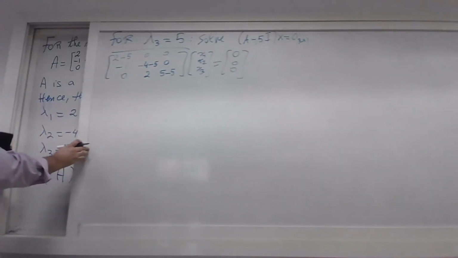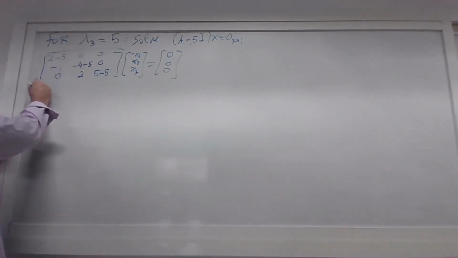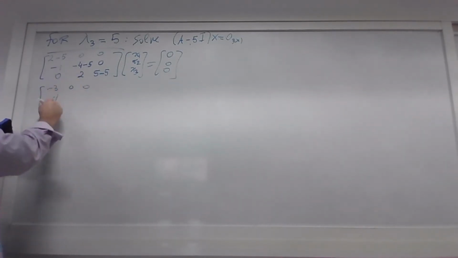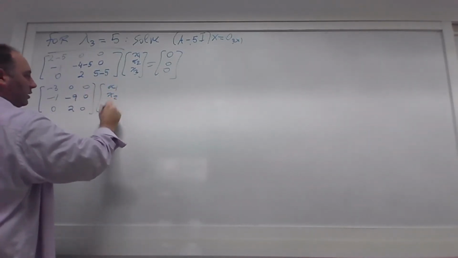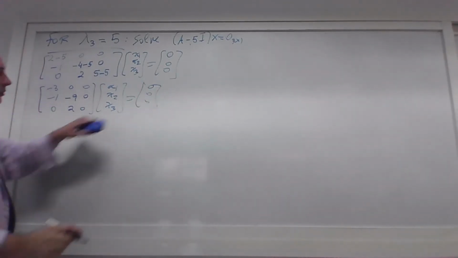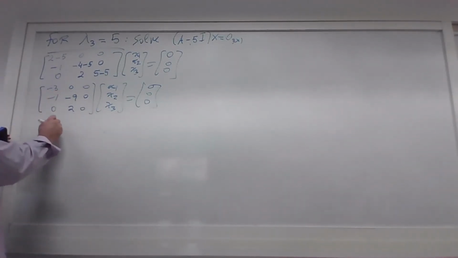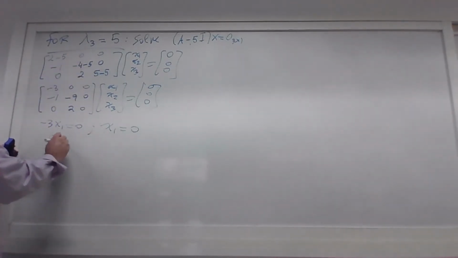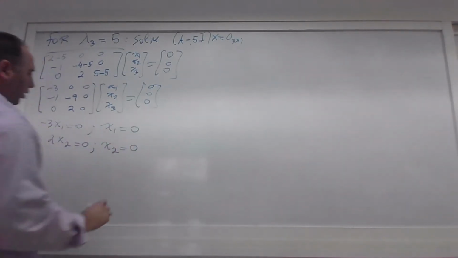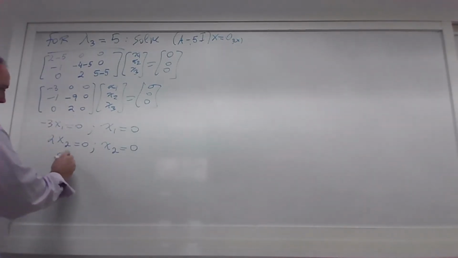Boom. Let's see what we get. So I have negative 3, 0, 0, this is negative 9, and this is 2, 0, X1, X2, X3 equal to 0, 0, 0. So the first equation tells me that x1 is 0, right? The last equation tells me that x2 is 0, and x3 is obviously a free variable. The goal is to solve it, huh? Not to spend our life on it. So that's what I have, and x3 a free variable.